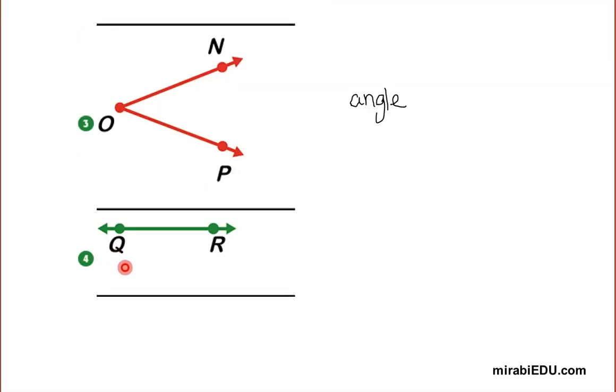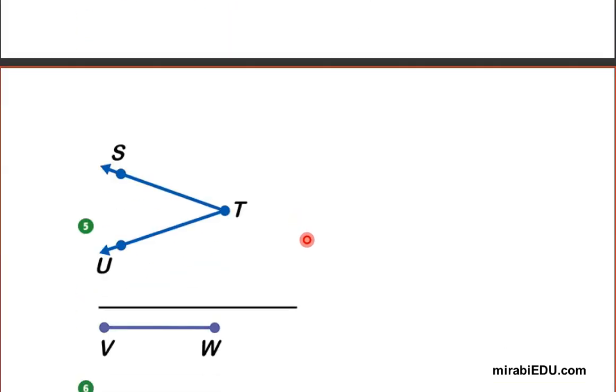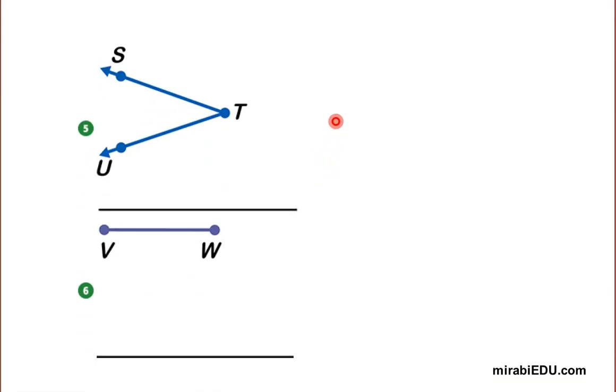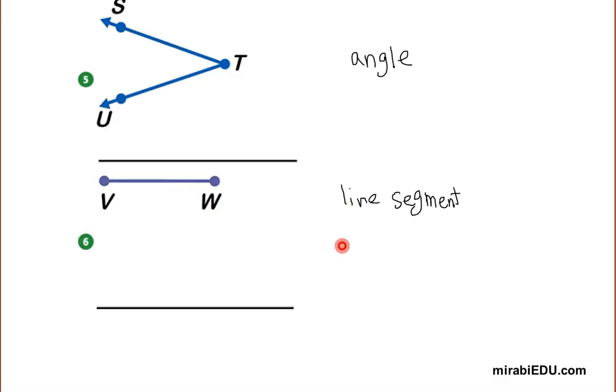Now here, question number 4, it's a line because it is unlimited from both sides. So both sides go on and on. Question number 5, we can say again it's an angle. Question number 6, it's a line segment. Segment means a part, a piece. A line segment is a piece of a line.